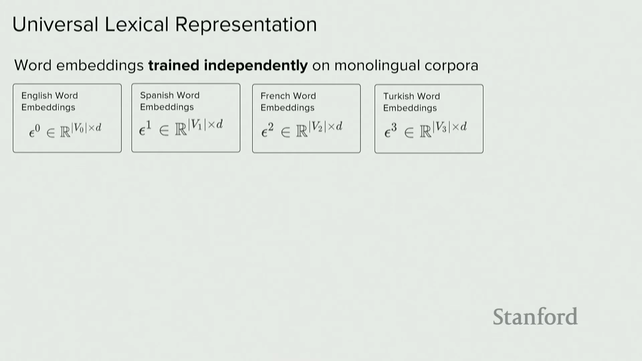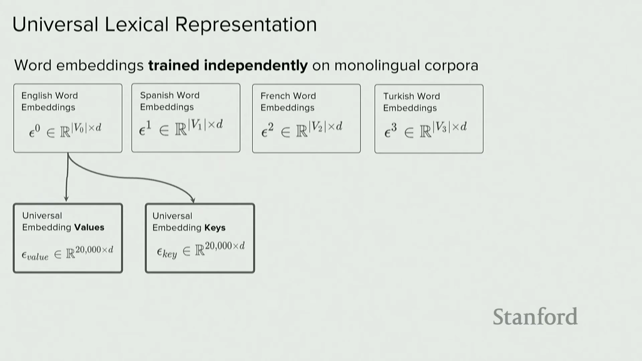The way they go about constructing this universal lexical representation is they first train word embeddings independently for all the different languages. So all the low resource languages and all the high resource languages get a set of word embeddings, and they can do this using monolingual corpora and then word2vec or whatever they want to use. Cool. So we get word embeddings for all these different languages. And then what they want to do is create this set of universal embeddings that all the languages are going to share.